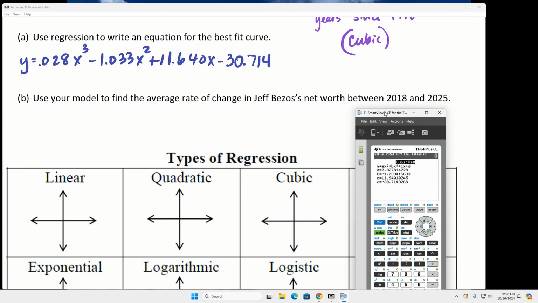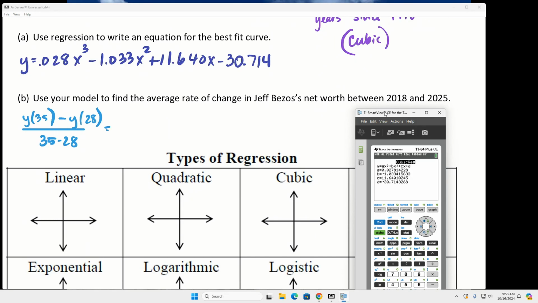All right, we haven't talked a ton about average rate of change for a while, but it comes up every single unit over and over again. It's a huge part of our curriculum. So we want to use our model to find the average rate of change in Jeff Bezos' net worth between 2018 and 2025. So what I'm going to do is I'm going to do y of what would our x value be for 2025? 35. So y of 35 minus y of 28 over 35 minus 28.